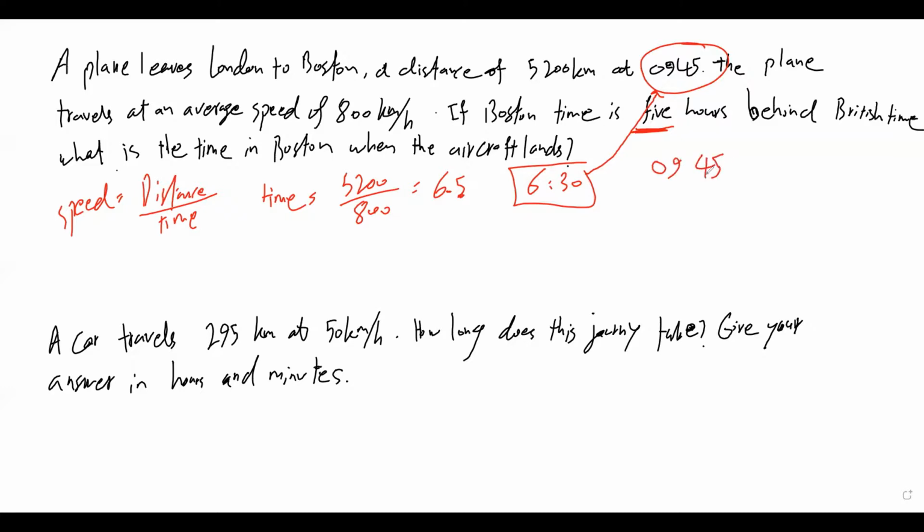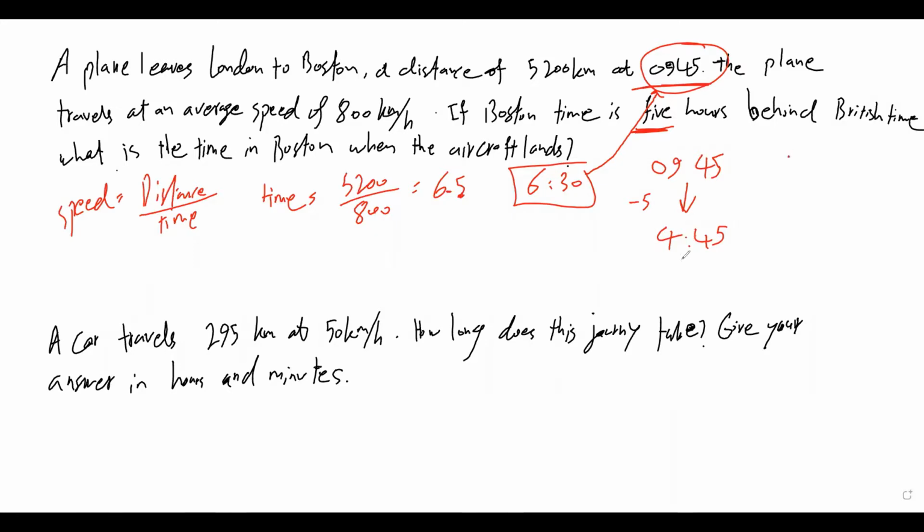9:45, or there's another way. You can find the Boston time when the departure happens, meaning if now it's 9:45 in London, it is actually 4:45 in Boston, right? Minus 5. So then add 6:30 to this. That's another way you can do this, right? That's another way it can be done. So maybe I'm gonna stick to this since I have written it already.